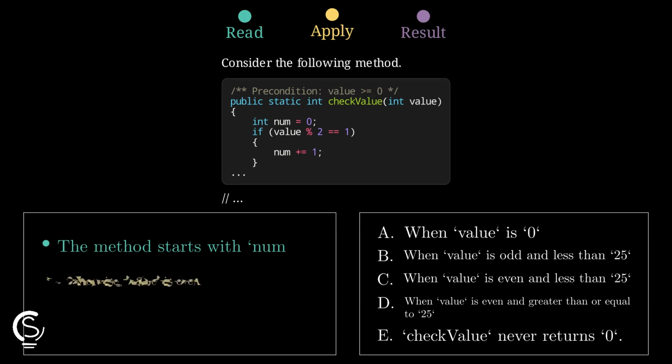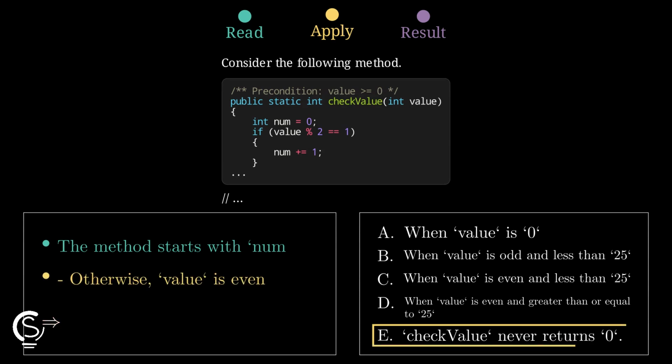Finally, if the value is even and small, the last else if adds 3. Every path changes num, so option E is the only correct choice.